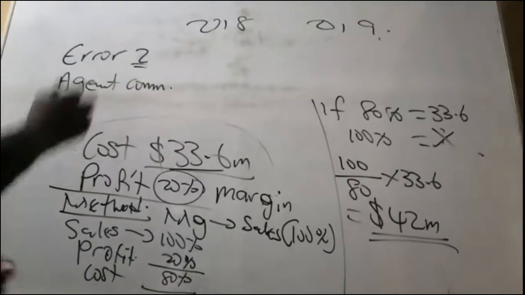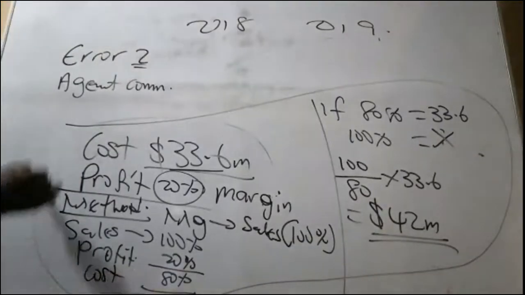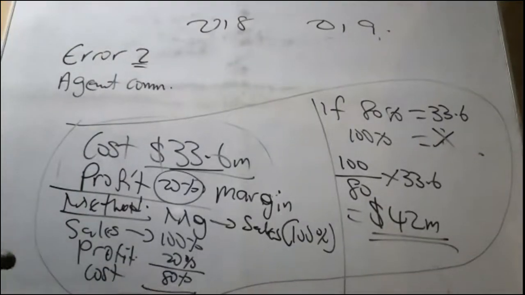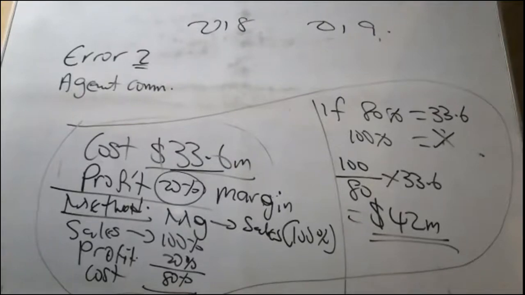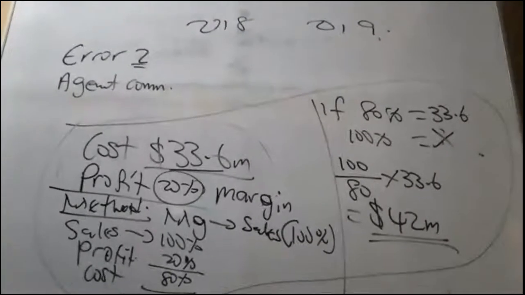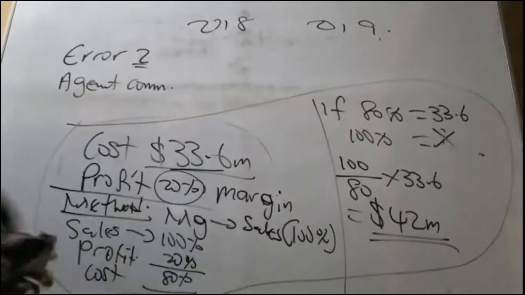Please, this section is not part of IAS 8. IAS 8 has nothing to do with finding selling price, finding cost. No, that's not IAS 8. It's something that, yes, it might be part of you. So take note. That's the first style.